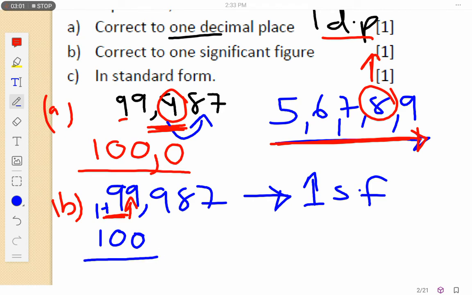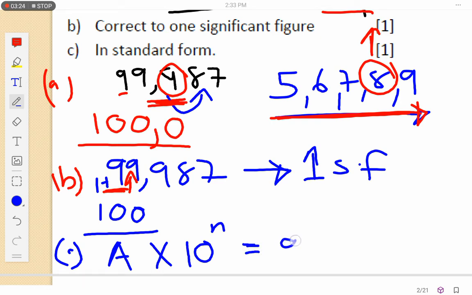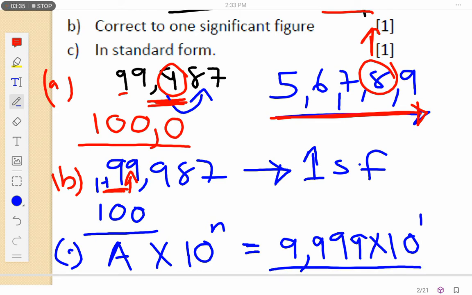Okay, let's go on to part C. Part C is asking us to write in standard form. So we have our standard form as A times 10 to the power of n. 99.987 in standard form becomes 9.999 times 10 to the power of 1. That's how we write it in standard form.